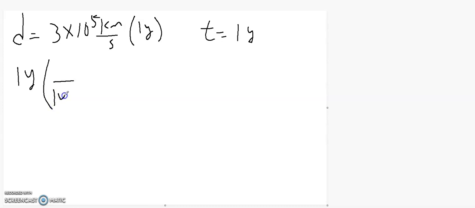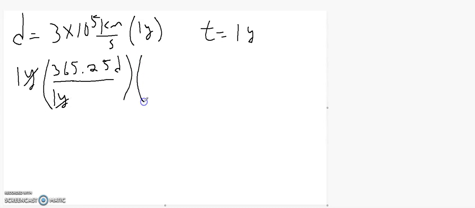1 year is the equivalent of 365.25 days. That's not exactly true, but that's close enough. Notice the years cancel. Then you use what's called a conversion. We have a conversion between days and hours. I know that 1 day is 24 hours.